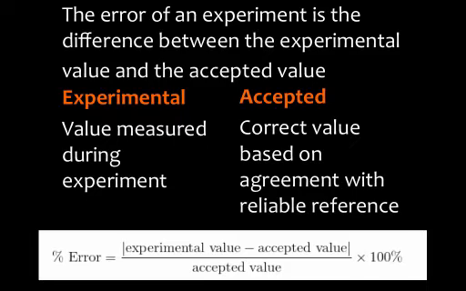So when we calculate percent error, we take the experimental value minus the accepted value, and notice this is an absolute value, so if that ends up being a negative, we just drop that negative. And it's divided by the accepted value, and then times 100 to make it a percent. Ideally, we want a low percent error. So the closer we are to the accepted value, the lower our percent error is going to be.